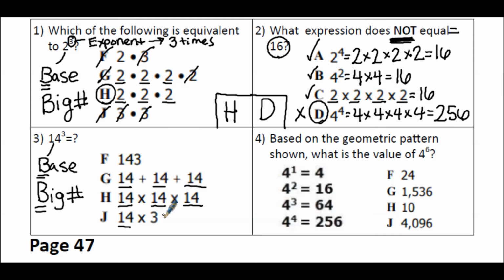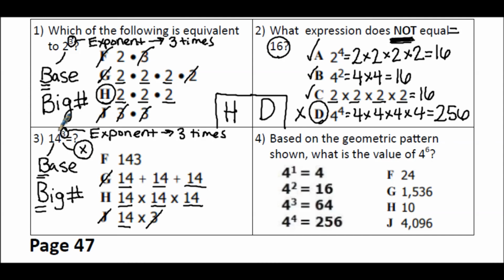We're repeating 14 here, and here we're not quite repeating 14, so J's out. And this should be repeated 3 times because my exponent is 3. So if I'm looking at G and H, I see that that 14 is each written 3 times. But we need to remember that exponents mean that we have repeated multiplication, not addition. So G is out because that has addition symbols.